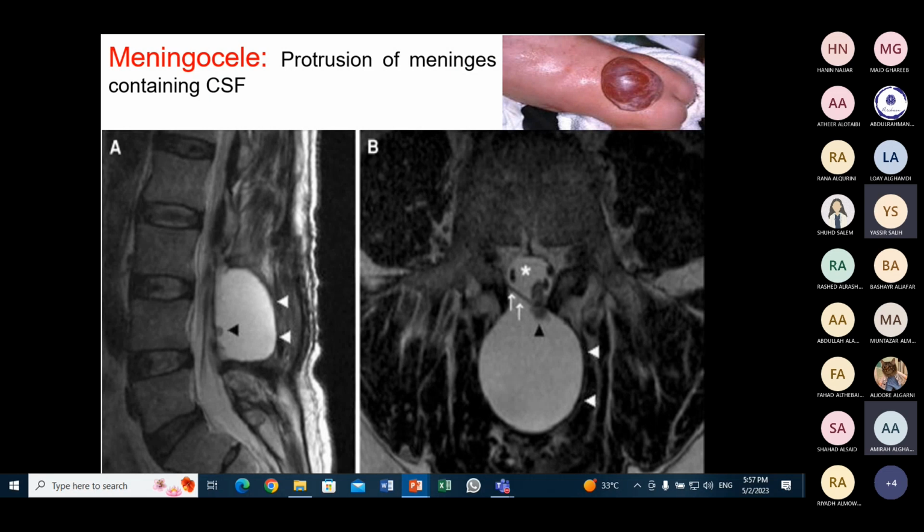As we said, MRI is better, but this is MRI sagittal T2. You can see this sac, which is a protrusion of the meninges containing CSF. This is MRI T2 sagittal. CSF appears hyperintense, and this is the axial. You can see this herniated sac filled with CSF, but this is a meningocele because this is CSF within the meninges. And this is the appearance of this meningocele, the defect through which the meninges can be herniated, or sometimes the spinal cord in case of myelocele. But this is meningocele.